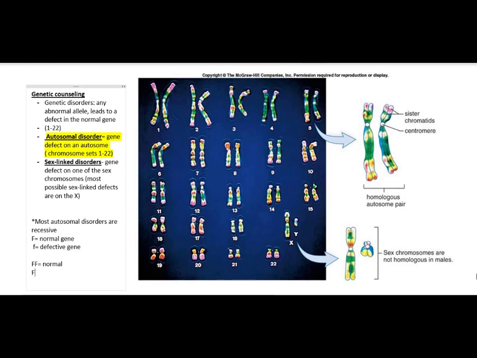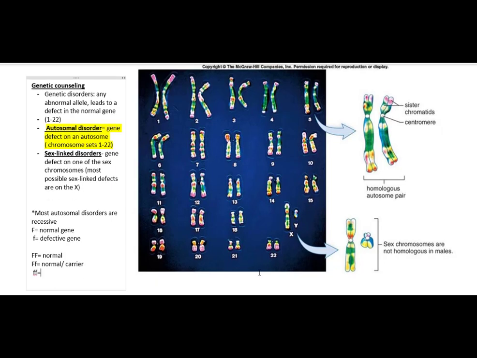If somebody was heterozygous, so they had one of each, even though they have one copy of a defective gene, the normal gene is dominant. So in this case, they would also be normal. However, they would be a carrier of this genetic disorder because they're carrying one copy of the defective gene, which means they could pass that defective gene on to their children. Lastly, if we had a homozygous recessive individual with two copies of the defective gene, then this individual would have the disorder.